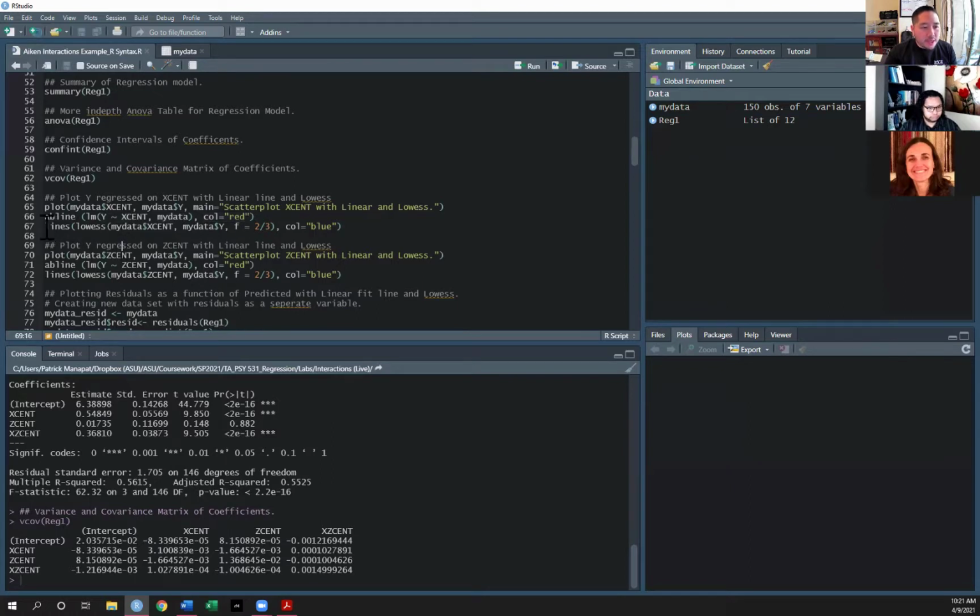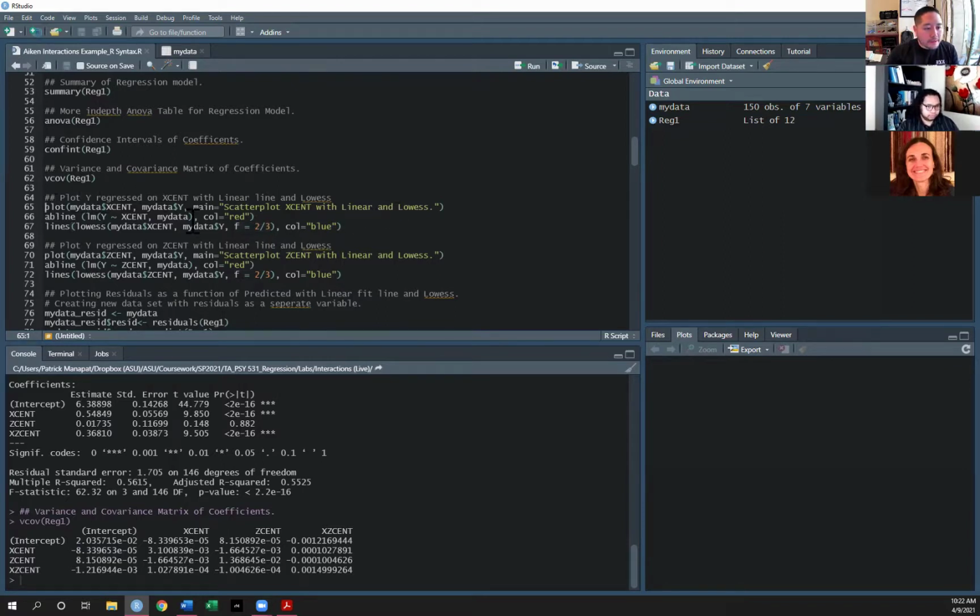And then I'm also going to plot a lowess line using the lines function, which is wrapped around the lowess function. I want to look at the relationship between x-cent and y. My smoothing parameter, which is f equals, is 2/3, and the color is blue. So for the smoothing parameter, you could just keep it at 2/3. You don't ever really have to change that.